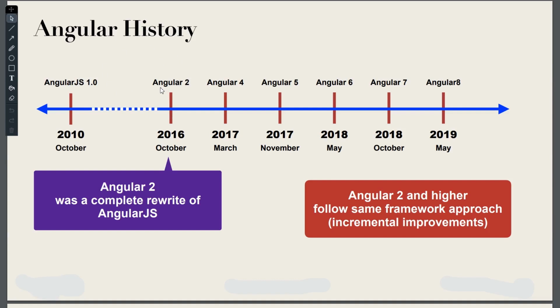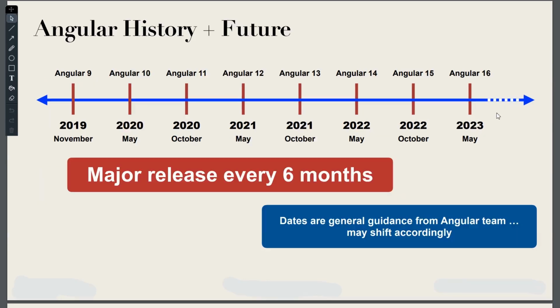Okay, then Angular 2, Angular 4, Angular 5, Angular 6, Angular 7, Angular 8. This is the concept of Angular versions: a new version of Angular is released every 6 months, with an incremental approach. Angular 2 came in 2016, Angular 4 came in 2017, after 6 months Angular 5 came, and so on. And lastly, in 2023 Angular 16 was released.